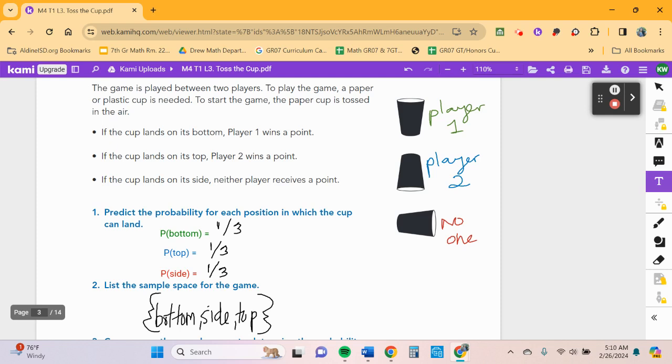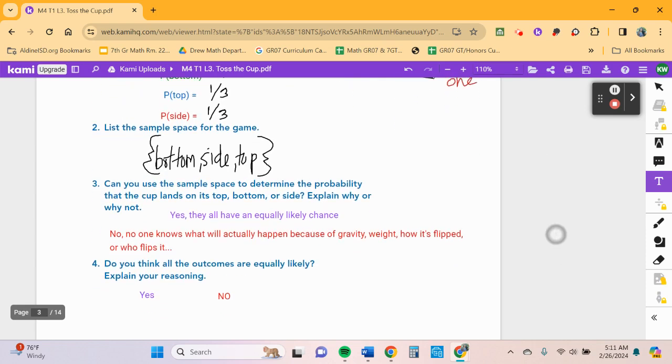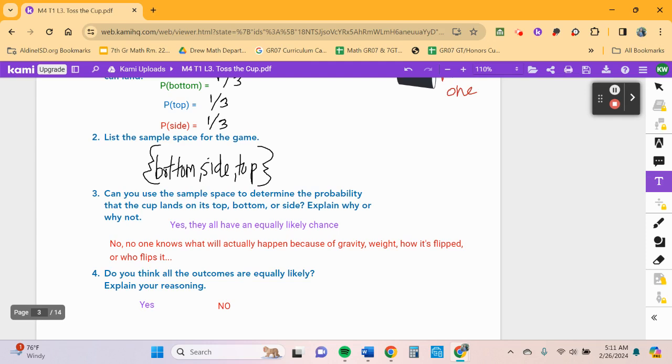Alrighty, now that you've had a minute to discuss, your answers, of course, are all very different, but I'm just going to show you what I've got, and these answers are based off of what my students discussed last year. So, for number 3, can the sample space be used to determine the probability? You could have said yes, because they all have an equally likely chance. Sure, there's no wrong answer here for predicting. Or you could have said no, because no one knows what will actually happen because of gravity, weight, how it's flipped, or who flips it.